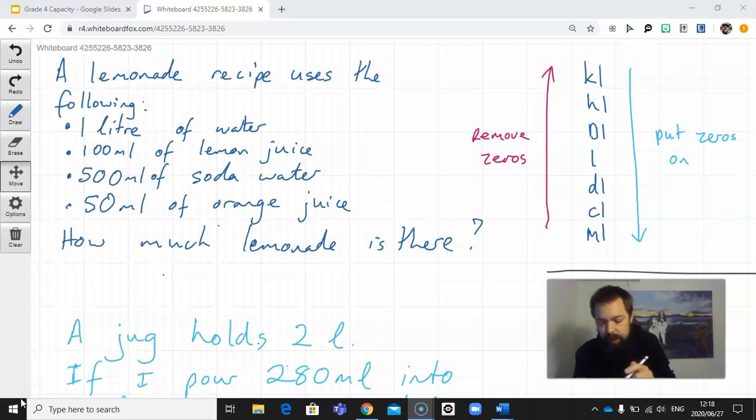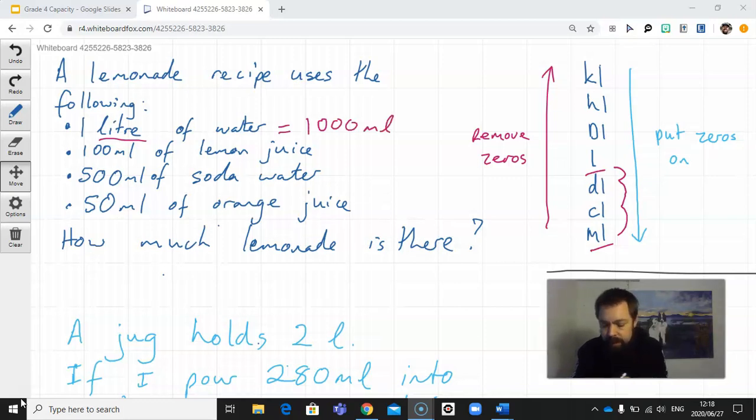So the first thing we've got to understand when we're adding different things is we have to make the units of capacity the same before we add them together. So the easiest thing to do here would be to change our liters into milliliters before we add that up. So we've got 1 liter of water, and we want to make it into milliliters so it matches the other measurements. So we're going from liters to milliliters. That's going 1, 2, 3 down. So we're putting zeros on. So 1 liter is equivalent to 1,000 milliliters.